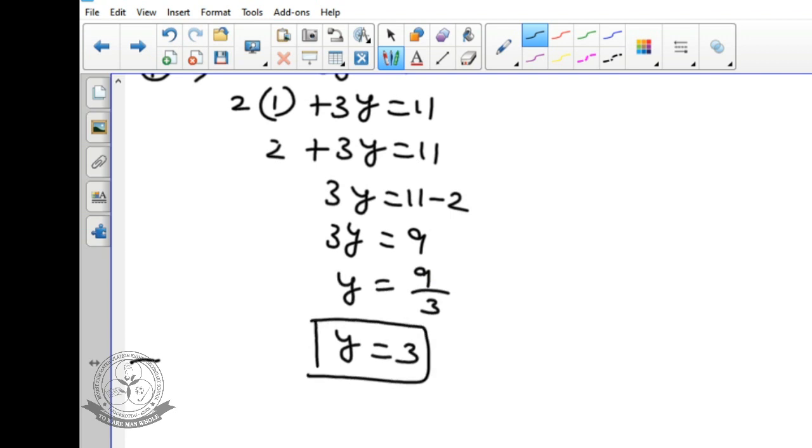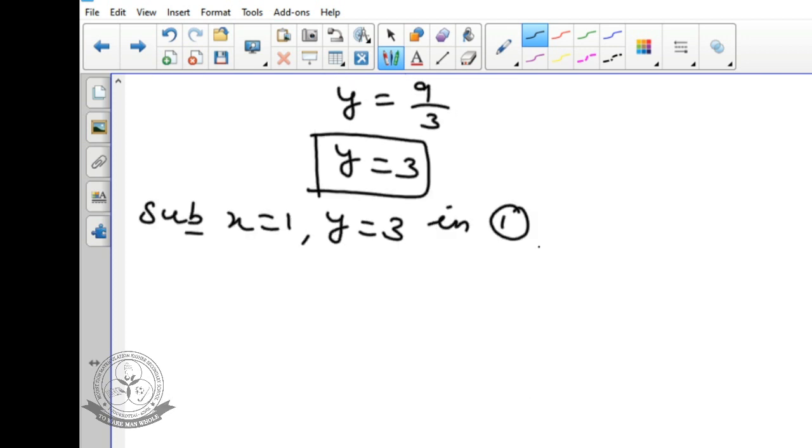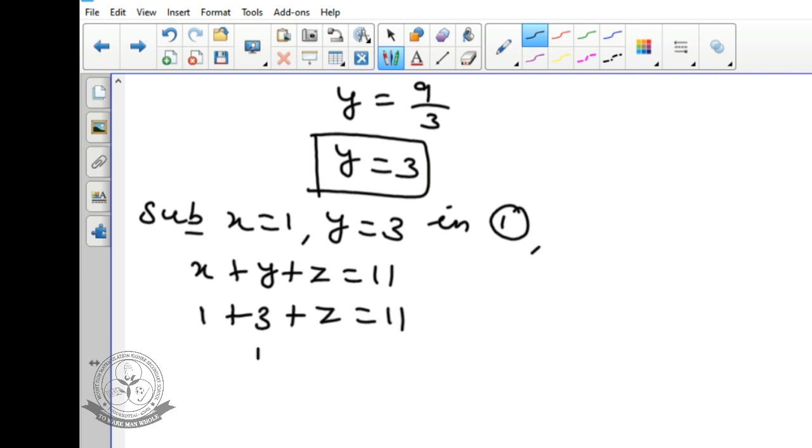Now we have got another value, y equal to 3. Now I have to substitute x and y, x equal to 1, y equal to 3 in equation 1. Equation 1 is what here? x plus y plus z equal to 11. Here you have to substitute: 1 plus 3 plus z equal to 11. 1 plus 3 is 4. 4 plus z equal to 11. So z equal to 11 minus 4, so z equal to 7.